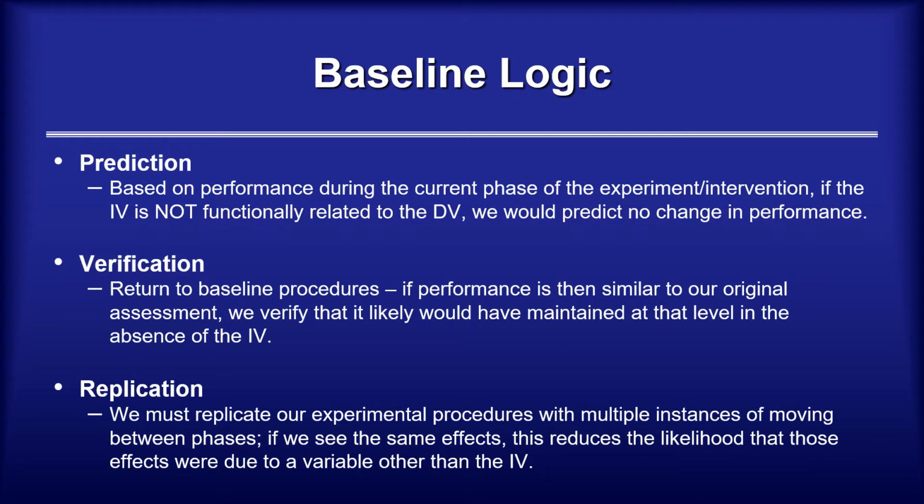Then, replication. If we're being thoroughly skeptical, we must acknowledge that an extraneous variable could have coincidentally co-varied with the independent variable. Maybe that produced the effects on the dependent variable, and our independent variable has no functional effect. How can we provide evidence otherwise? We must replicate our experimental procedures with multiple instances of moving between phases. If we see the same effects, this reduces the likelihood that those effects were due to a variable other than the independent variable.